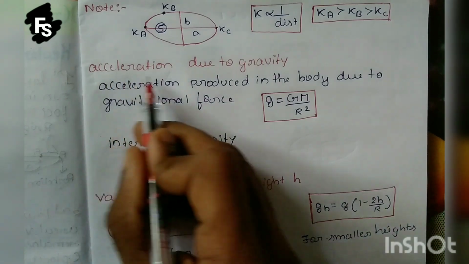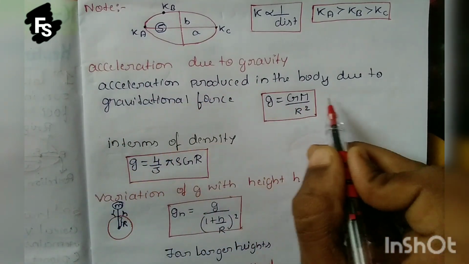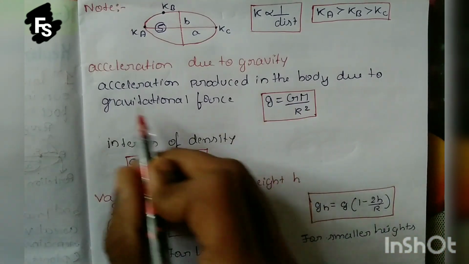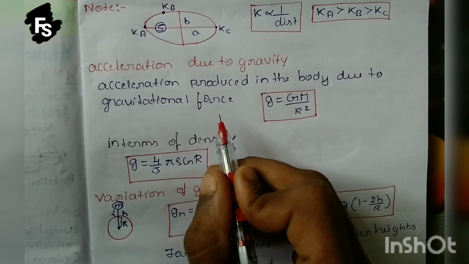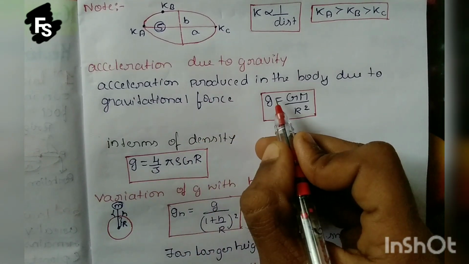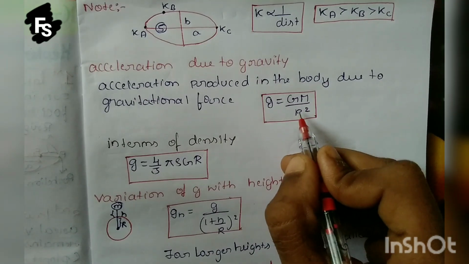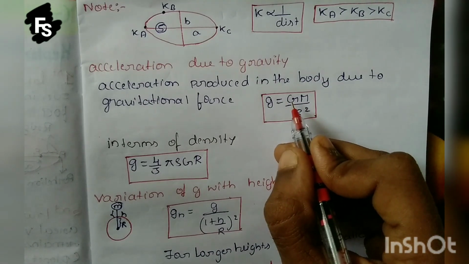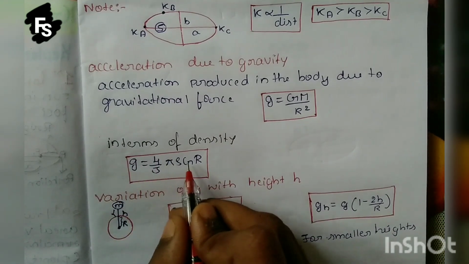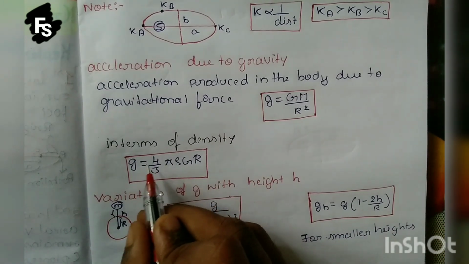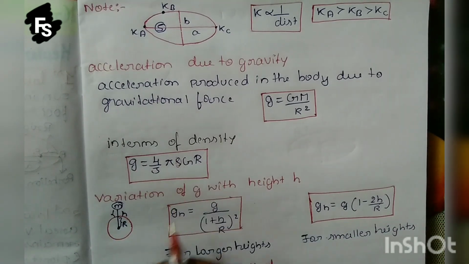Okay, next come to acceleration due to gravity. Acceleration due to gravity means the acceleration produced in a body due to gravitational force. Remember, this is known as acceleration due to gravity. The symbol is g. g is equal to GM by R square, where M is the mass of the planet, R is the radius of the planet, and G is the universal gravitational constant. In terms of density, g is equal to 4 by 3 pi rho G R. Remember it. Rho is the density of the planet.